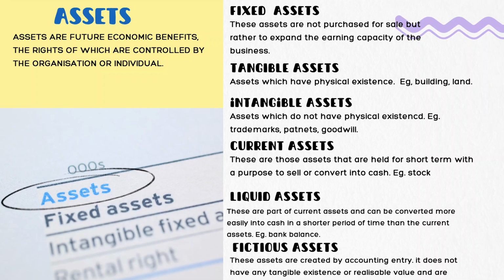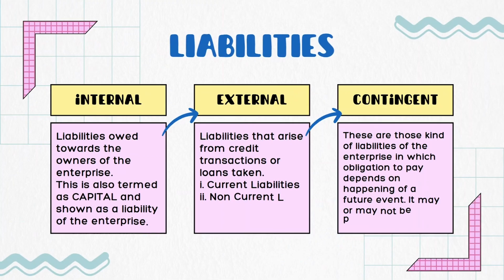Now, to acquire that certificate, they have to take on certain expenses. Now, those expenses will be classified as a fictitious asset. Next, we have liabilities. The word liability means any amount which the enterprise owes to outsiders or the owners.